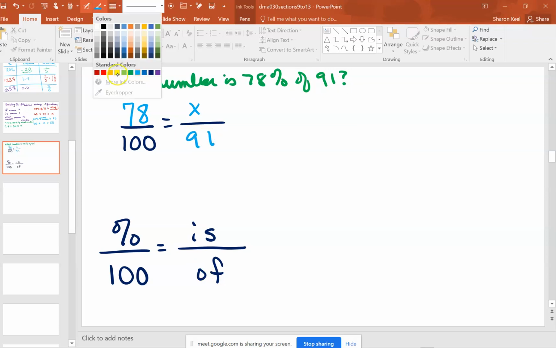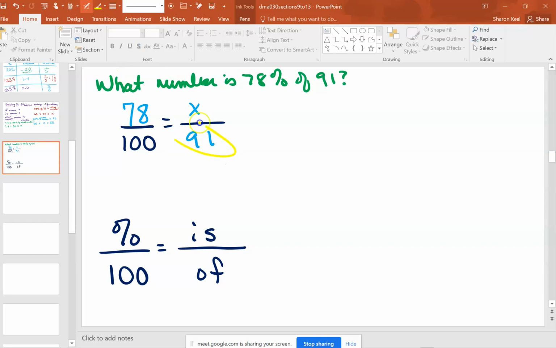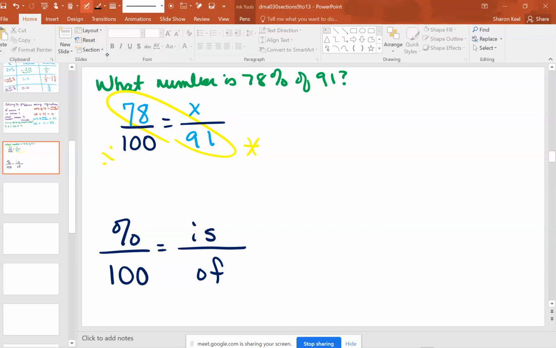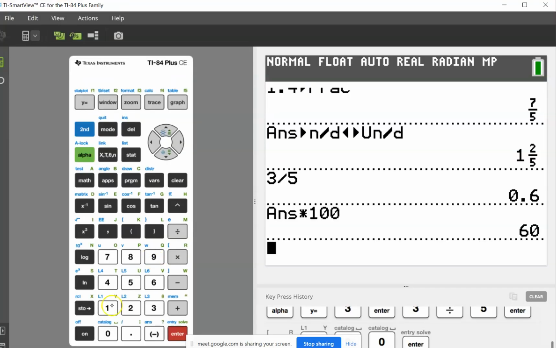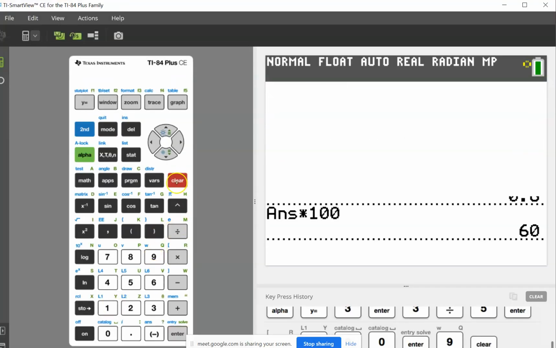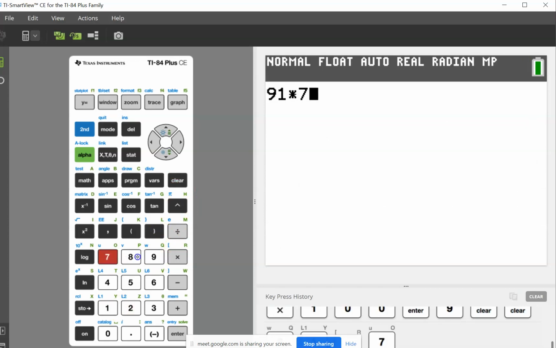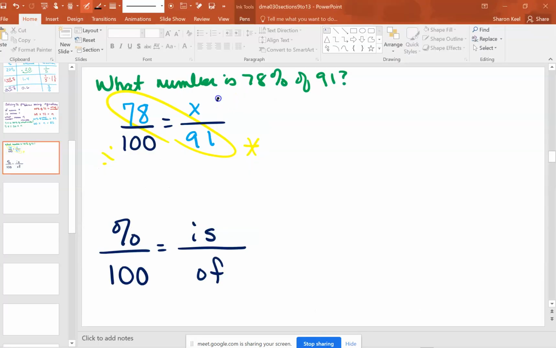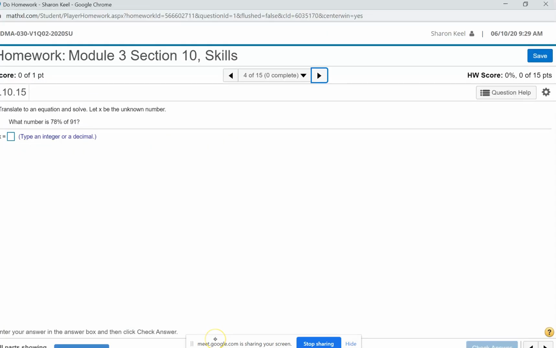Now, we have a proportion. Do you remember what we do with these? The two that are diagonal, we cross multiply, and then we divide by the 100. So what we're going to have here is 91 times 78 and divide by 100. And my solution is 70.98. That will be my solution, because it does say here that it will accept an integer or a decimal.